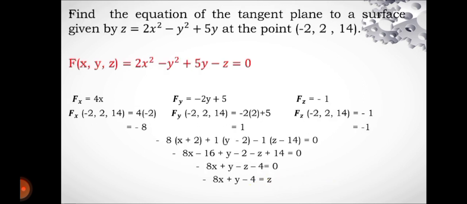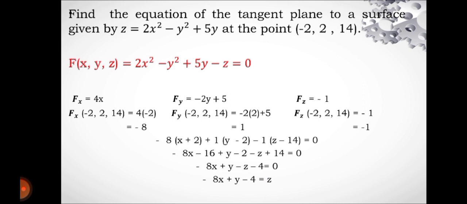Another example is to find the equation of the tangent plane to a surface given by z = 2x² − y² + 5y at the point (−2, 2, 14). So f(x, y, z) = 2x² − y² + 5y − z = 0. fx = 4x. fx at (−2, 2, 14) is 4(−2), which is equal to −8. fy = −2y + 5.